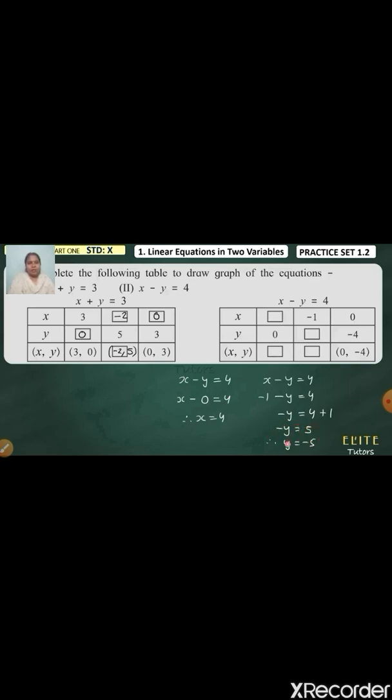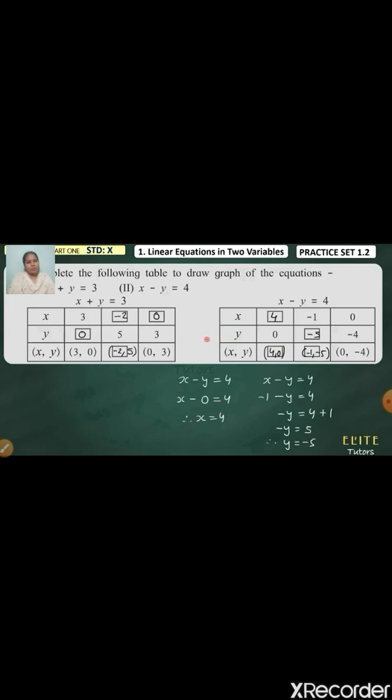And the last value in the table is already completed, as you can see that it is 0 minus 4. Let us write the values. x is 4, y is 0. Ordered pair will be 4 comma 0. Second one, x is minus 1, y we got as minus 5. So the ordered pair will be minus 1, minus 5. The third value is completed itself.